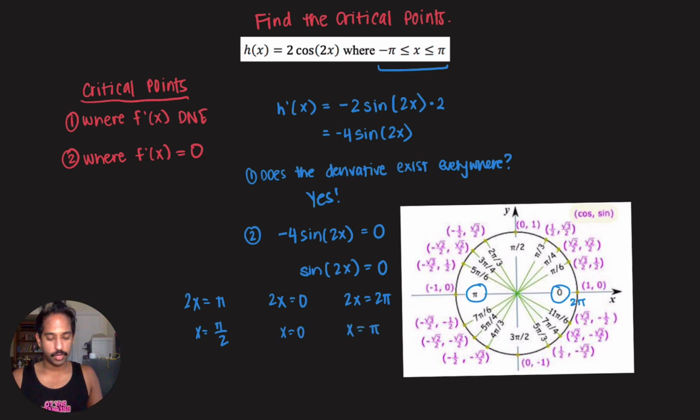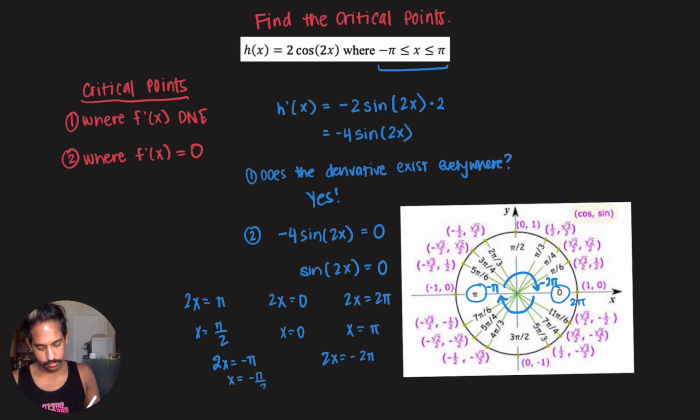Now you might be wondering, what about the negative side? And that's true. Remember, when we're going negative, I'm going to look back at the unit circle. Instead of rotating counterclockwise, if we're going negative, we're going to be rotating clockwise. And so that means negative pi and negative 2 pi also work to give a sine of 0. So I'm going to write those down. 2x equals negative pi, 2x equals negative 2 pi. When I divide there, I get x equals negative pi over 2, and x equals negative pi.